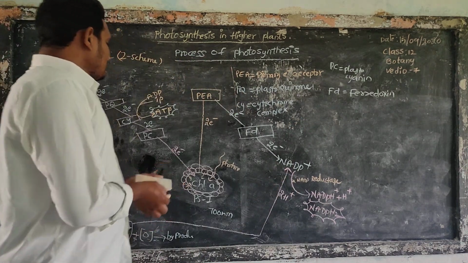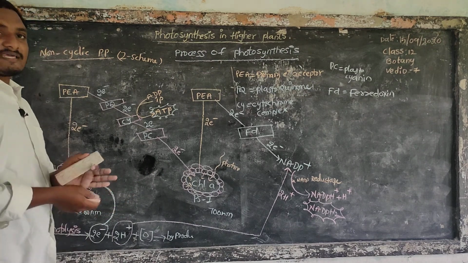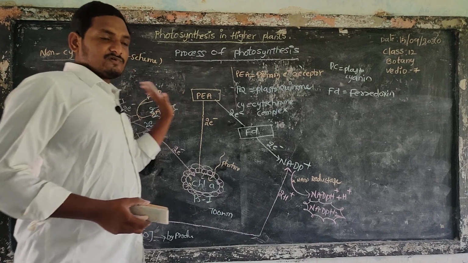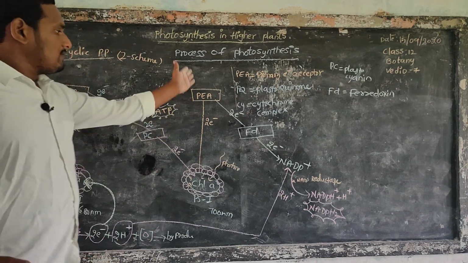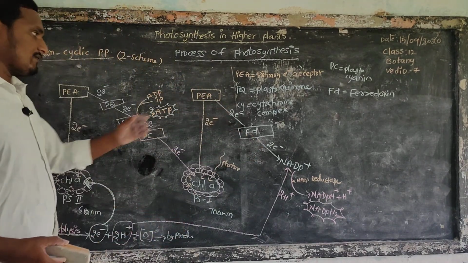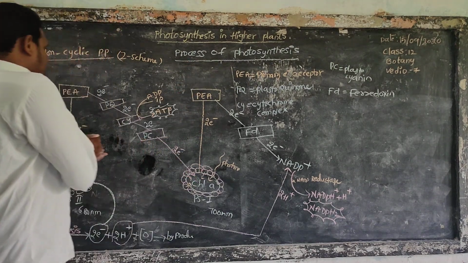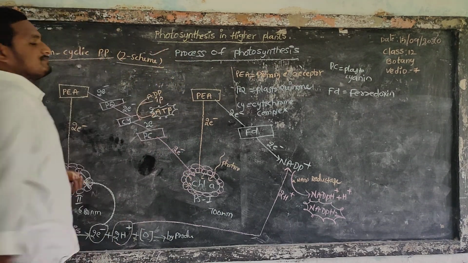So this looks like a Z, up and down, up, up and down and up, down. So it looks like a Z. That's why we are calling it the Z scheme.